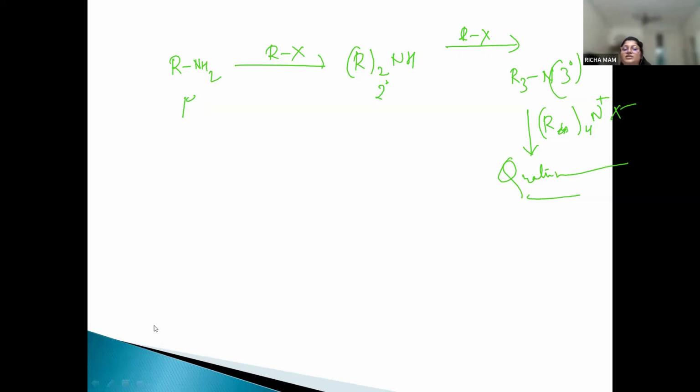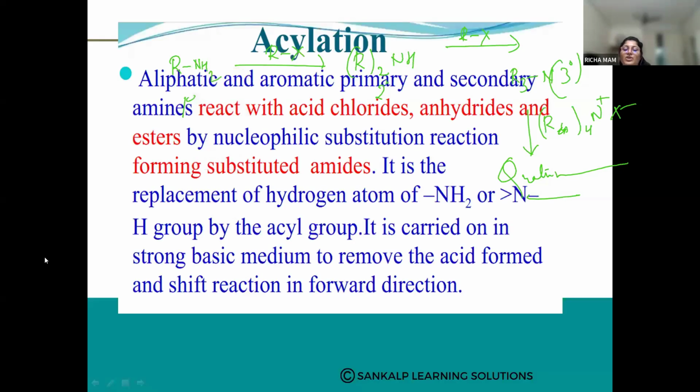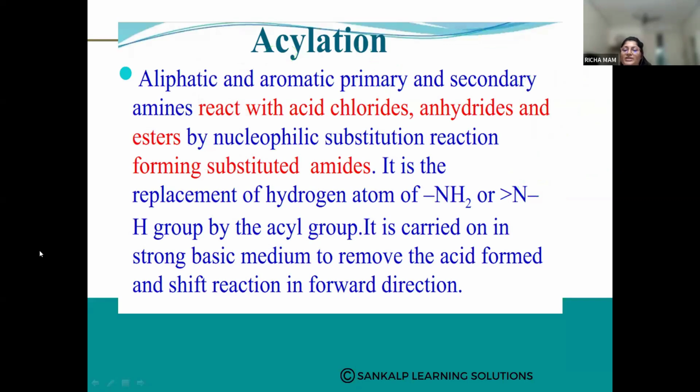Let us go for acylation. So acylation is what? Primary and secondary amines are treated with acid chlorides. I hope you know what an acid chloride is now, and esters also. What happens? The hydrogen atom of this NH2 is replaced by the acyl group, and it forms N-substituted amides. So this reaction is called acylation.